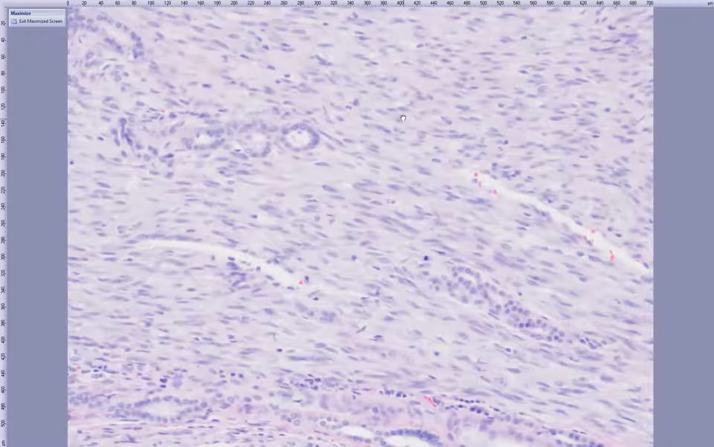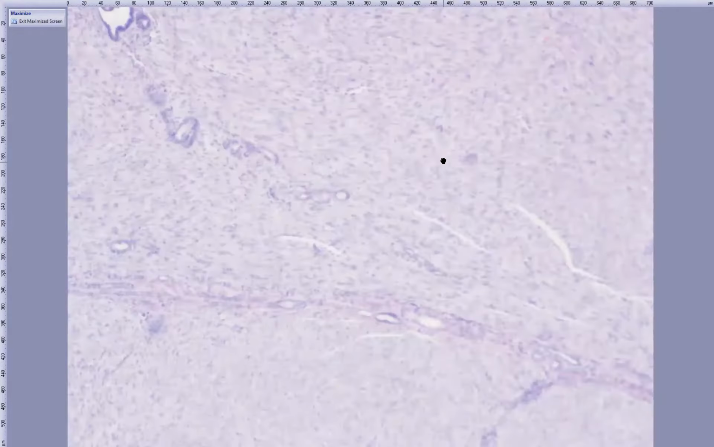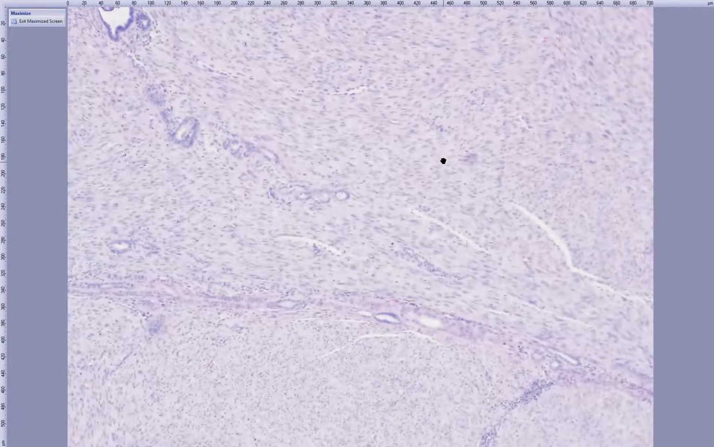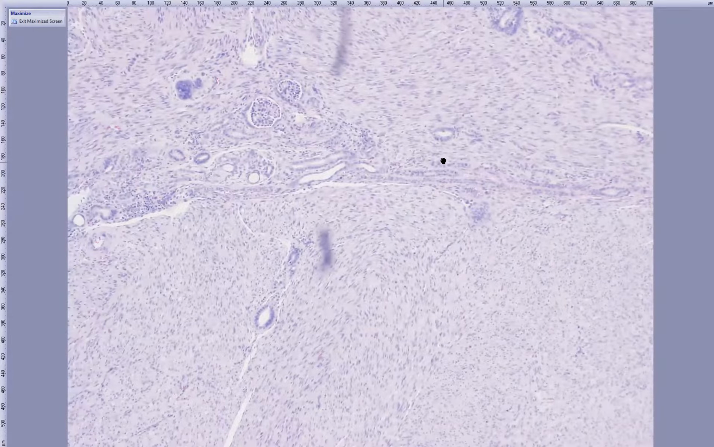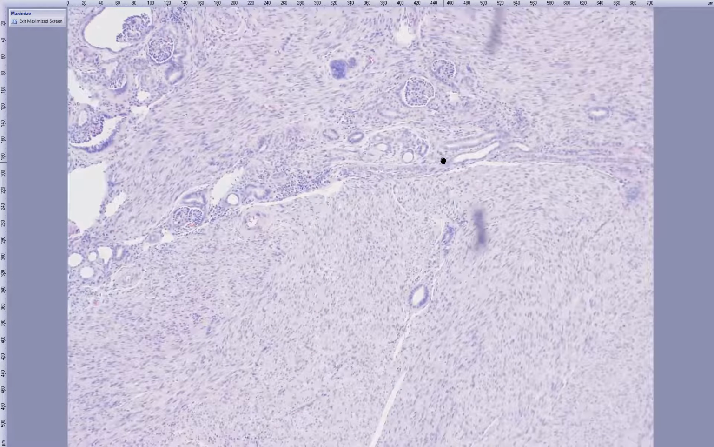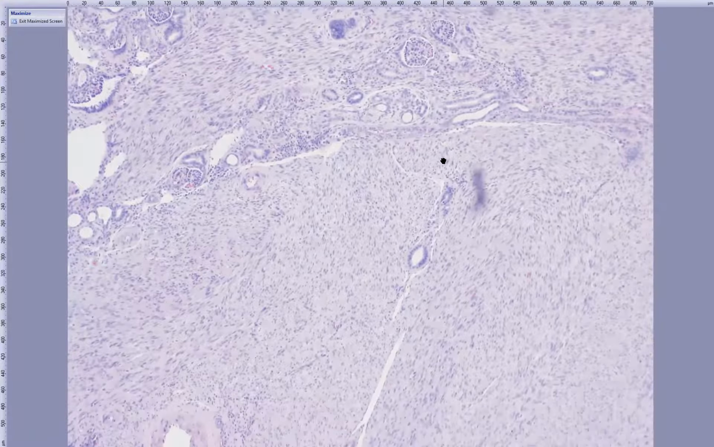Again, I think it's important to notice that there are entrapped tubules here, entrapped elements, but these are not a part of the tumor themselves. They really are just sort of innocent bystanders that have been caught up in the tumor. So don't mistake this for an epithelial component in a Wilms tumor.